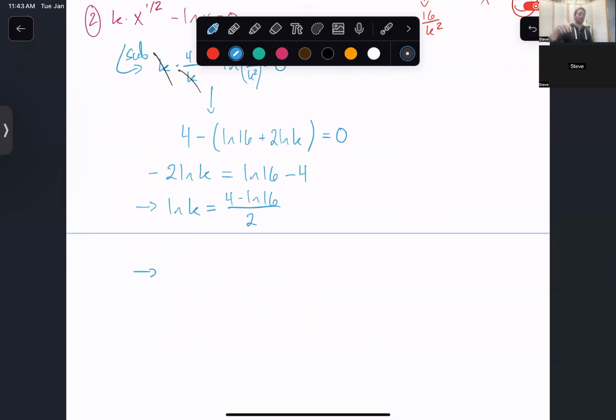Another property of logs is that every equation that can be written as a log can also be written as exponentials. So this says that k must be equal to e to the power of (4 minus ln 16) over 2. That entire thing is the power on e. Now, what we've shown here so far is the value for k that will cause the second derivative to equal 0 on the x-axis. What we haven't shown is that it is an inflection point, because sometimes the second derivative being equal to 0 doesn't guarantee the existence of an inflection point, because although it's equal to 0, it doesn't change sign.